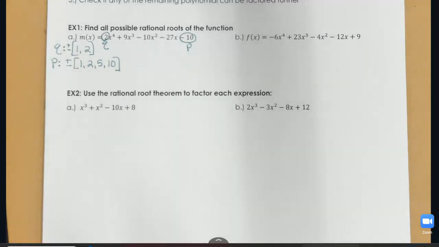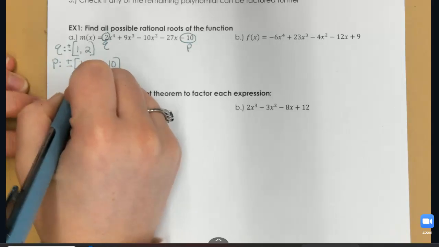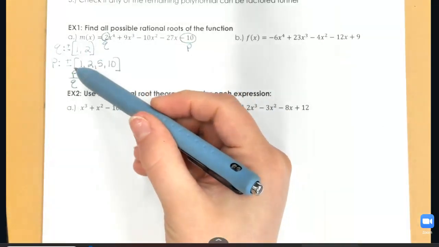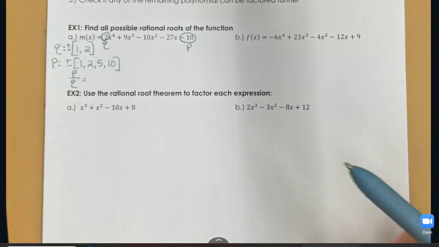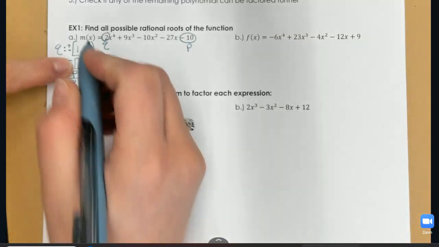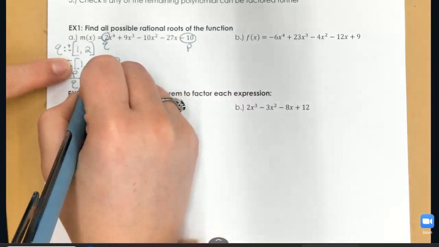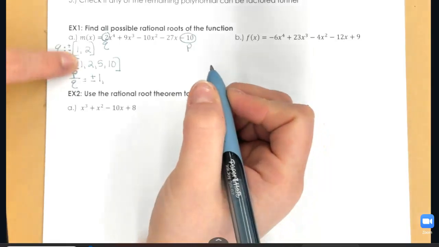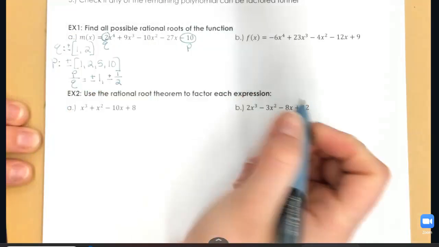Now, for all of the possible roots, P over Q, I am going to divide one of my P values by the Q's and get all of my rational roots, and we're going to eliminate the duplicates. So let's just go one at a time. I'm going to start with a P value of 1. So 1 over 1 would give me plus or minus 1. 1 over 2 would give me plus or minus 1/2.